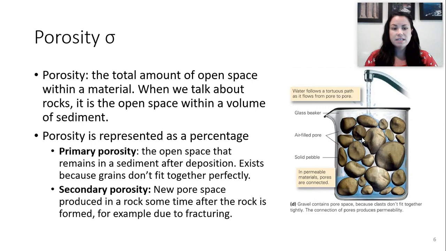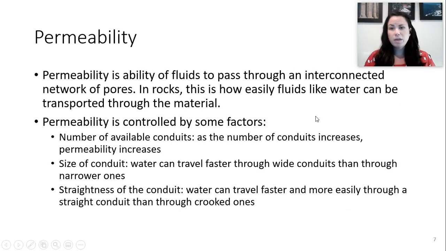And then the other is secondary porosity, and this is where new pore space is produced in a rock after it is formed due to fracturing, or if there's faulting or something going on, where it creates a secondary porosity, other than the space between the grains. And then the other thing that is important to groundwater and groundwater flow is permeability. These are the two main principles here that we need to think about. And permeability is the ability for a fluid to pass through an interconnected network of pores. In a rock, this is how easily fluids like water can be transported through the material.